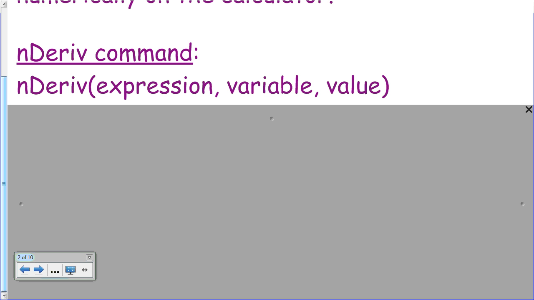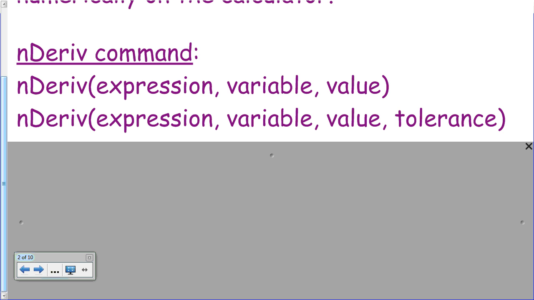Now there is a fourth parameter that is optional. That's why there are two different ways that we can write it, because we can put the tolerance in there or we can leave it out. If you recall how we were initially approximating derivatives, we were finding the slope or the average rate on a very, very small interval. The tolerance is the size of that interval that you want to use.